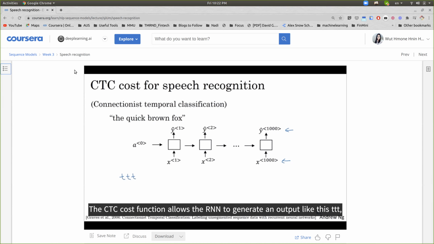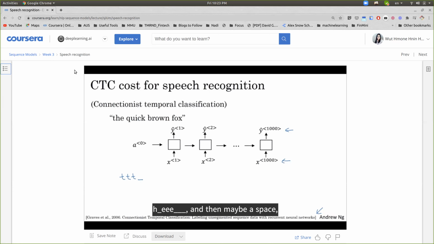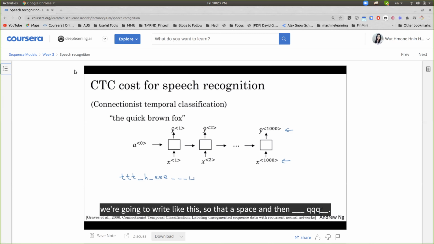TTT, there's a special character called a blank character, which I'm going to write as an underscore here. H, blank, E, blank, blank, blank, and then maybe a space, write like this, so that's a space, and then blank, blank, blank, Q, Q, Q, blank, blank.